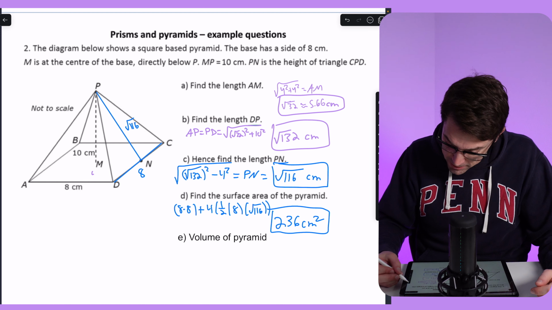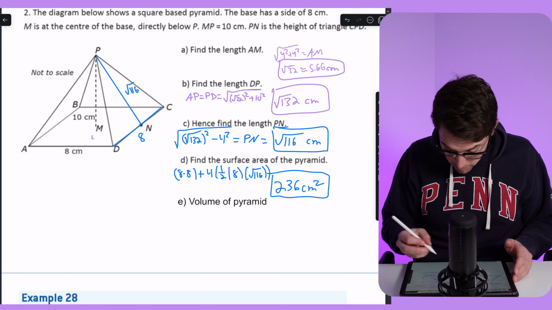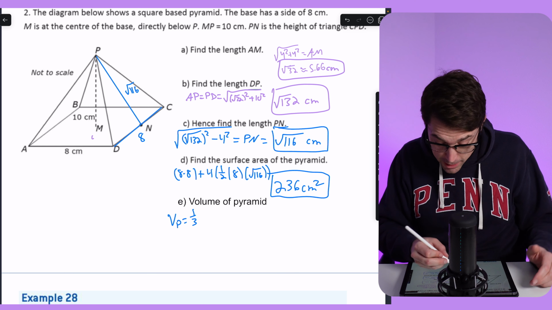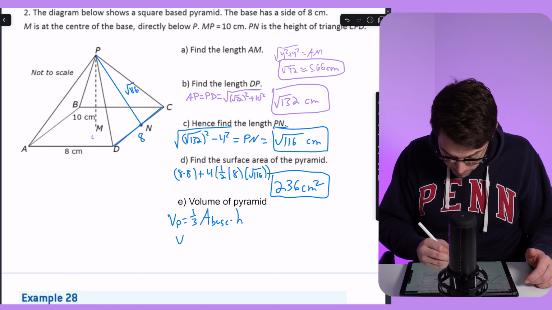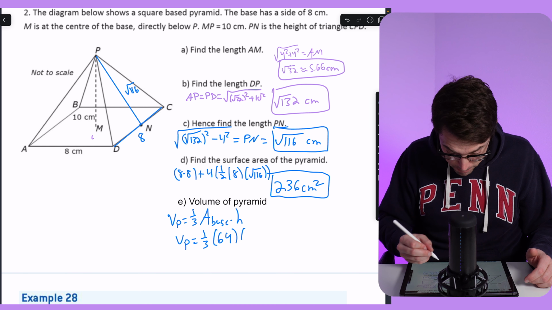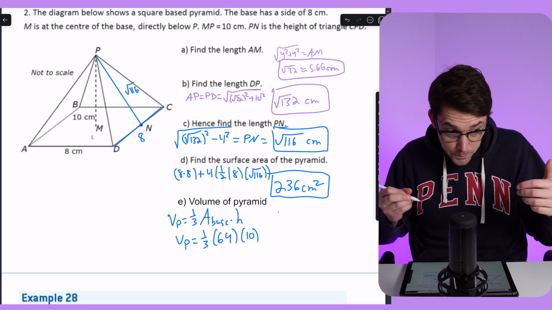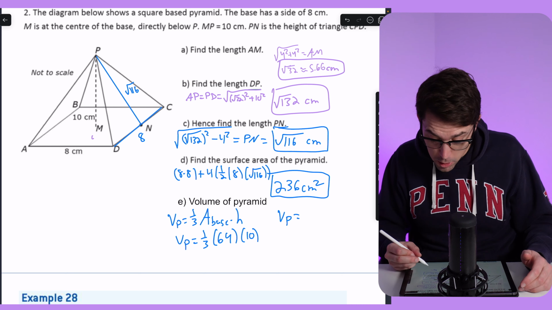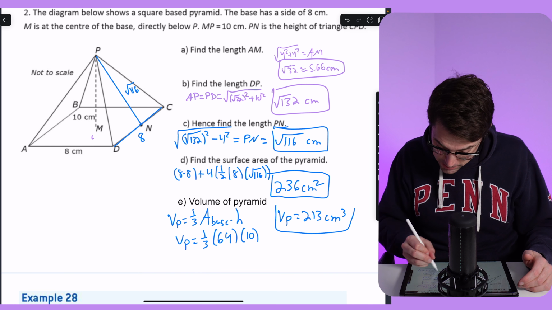All right. But let's say I want to find the volume of the pyramid now. I know that the volume of a pyramid is going to be equal to 1/3 times the area of the base times the height. So the volume of the pyramid is going to be 1/3. The area of my base is 64. That's the 8 times 8. My height is going to be 10. I actually could have figured this one out before I did any of these other problems. But that is going to give me that the volume of the pyramid is 213 cubic centimeters to 3 significant figures.